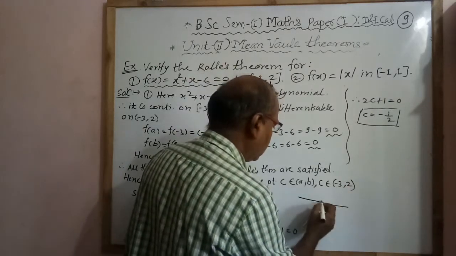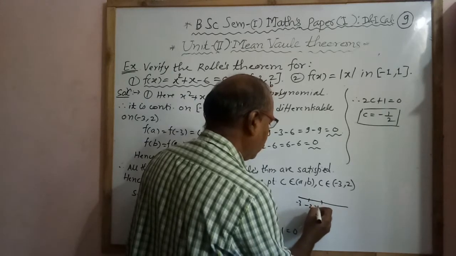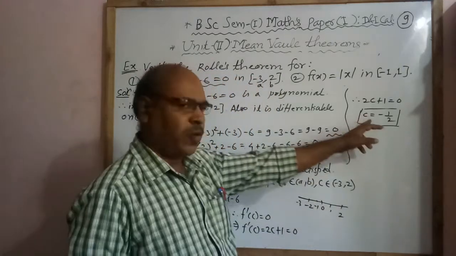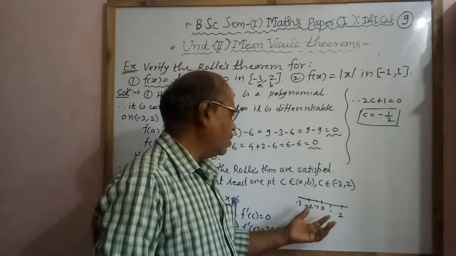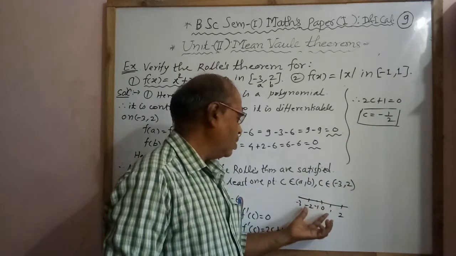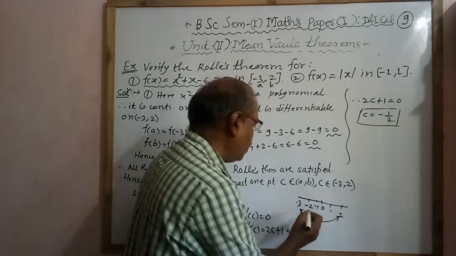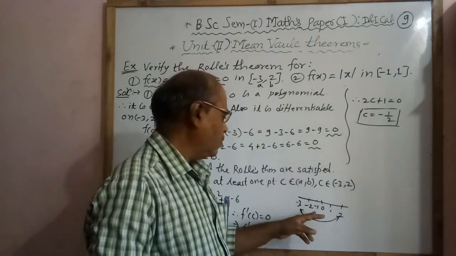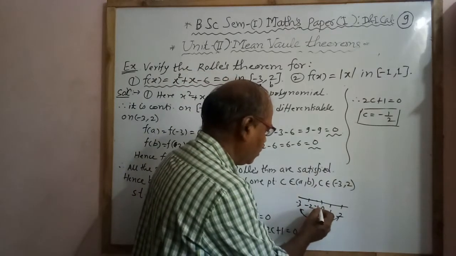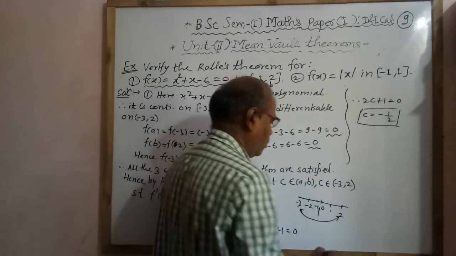This is nothing but minus 3 to 2, which means here minus 3, here minus 2, minus 1 and 0, here is 1, here is 2. Therefore this point C equal to minus half lies between the two numbers minus 3 and 2. In between these there is a number minus half. Minus half lies between these two.